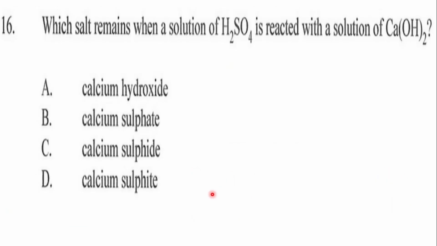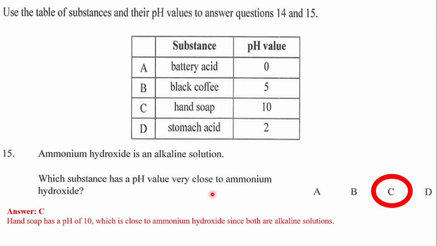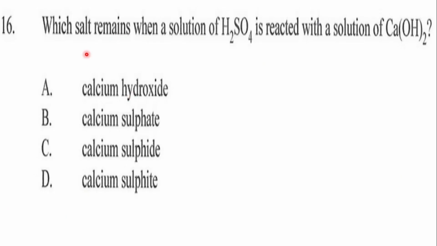Let's move on to question number 16. It says, which salt remains when a solution of H2SO4 is reacted with a solution of CaOH2? Is it A, calcium hydroxide, B, calcium sulfate, C, calcium sulfide, or D, calcium sulfite? The correct answer is definitely going to be B, calcium sulfate.